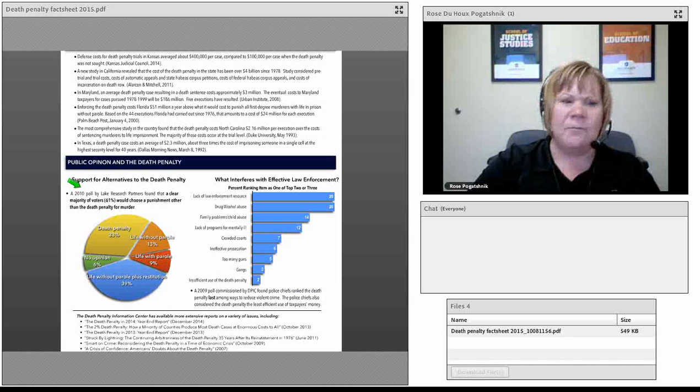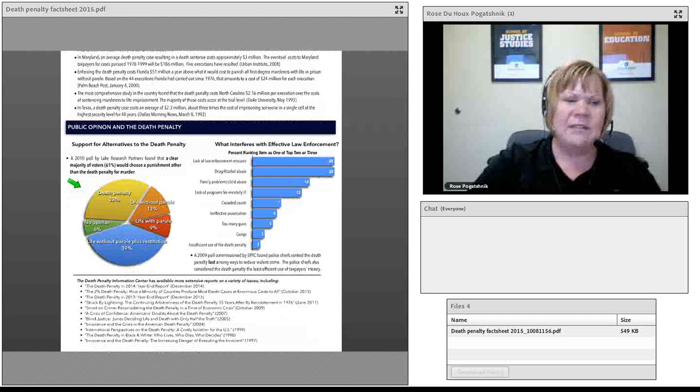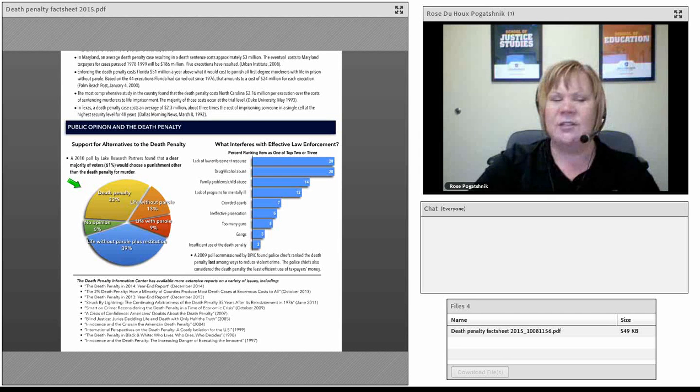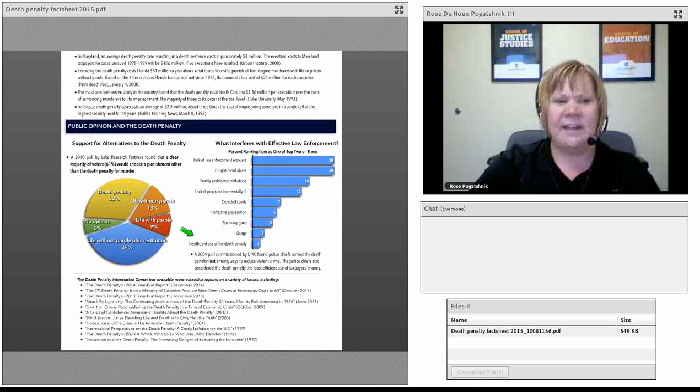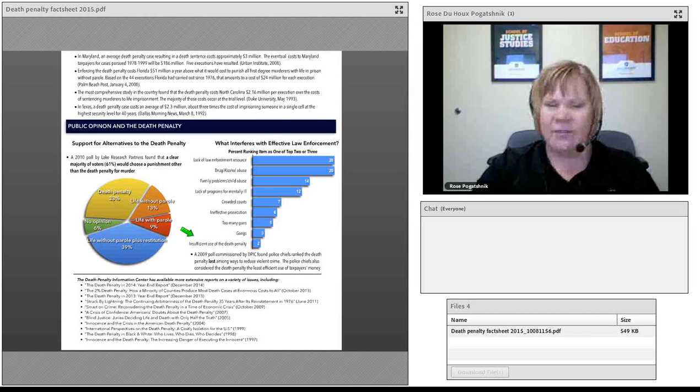Public opinion, what's interesting is that we have seen through the Gallup polls basically a great decrease in public support of the death penalty, especially when we offer the option of life without parole. Folks are more supportive of that than the death penalty. So again, this fact sheet, you can download it here, take a closer look at it, but it's got some really interesting tidbits about the death penalty. This is a very scholarly source. It's from the Death Penalty Information, unbiased, nonpartisan source. So some great information there.